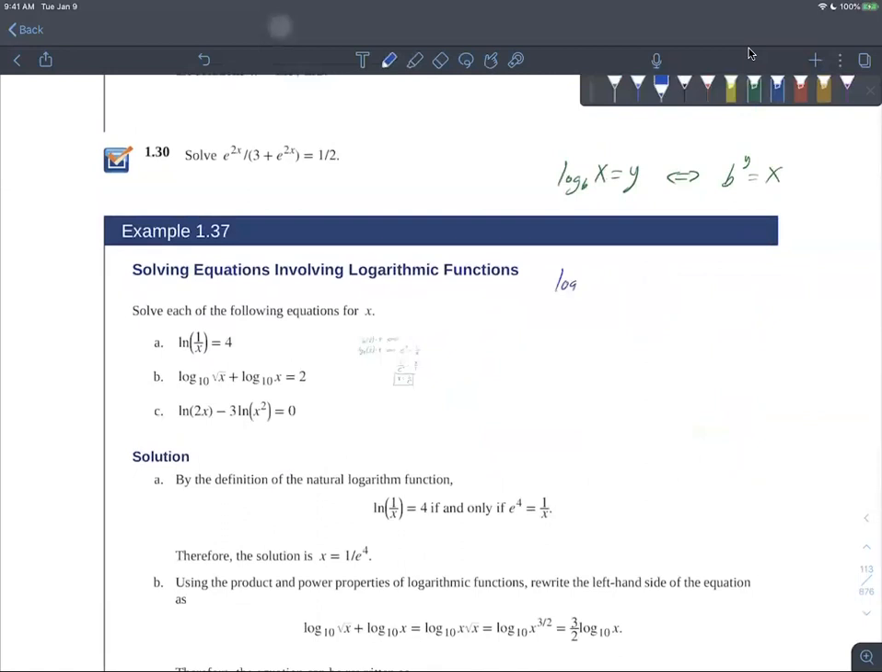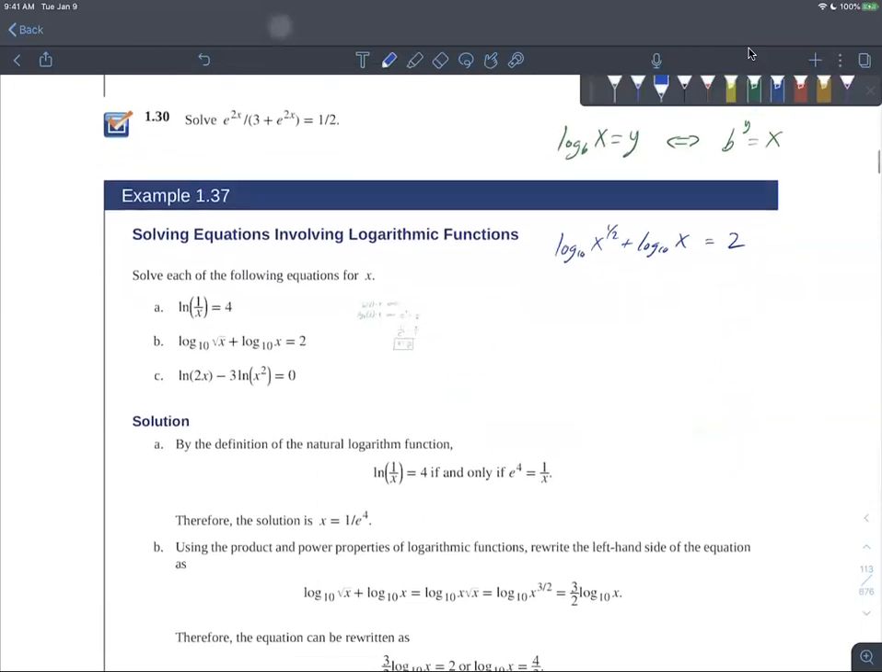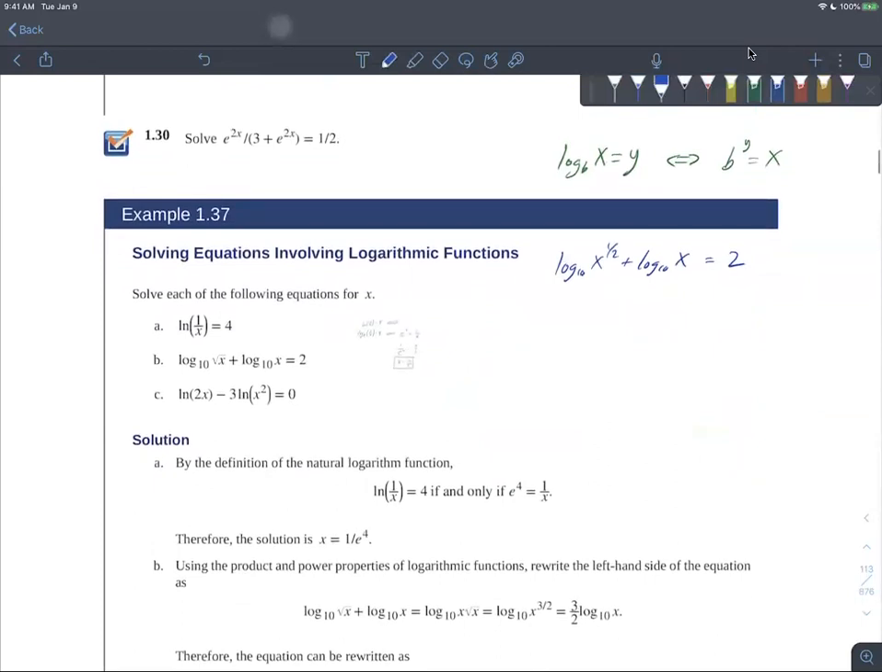Next, log base 10 of the square root of x, which I'll write as x to the 1/2, plus the log base 10 of x equals 2. Now, I don't know how they solve this. I guess I could look really quick. Yeah, there we go. Okay, so their solution is pretty nice. So let's do theirs.